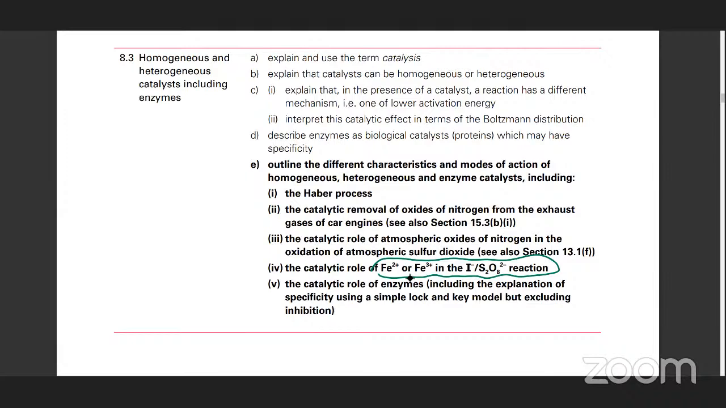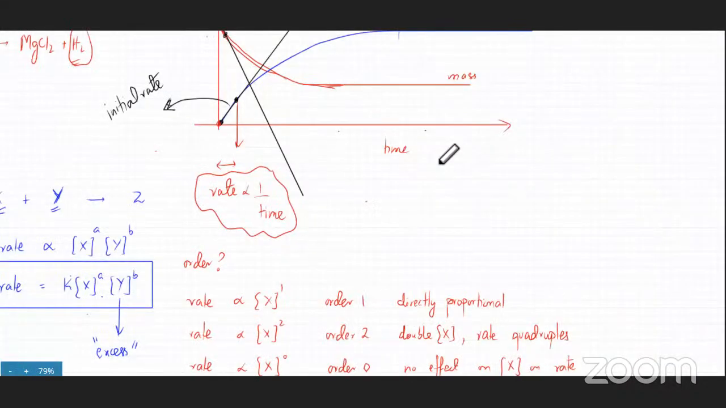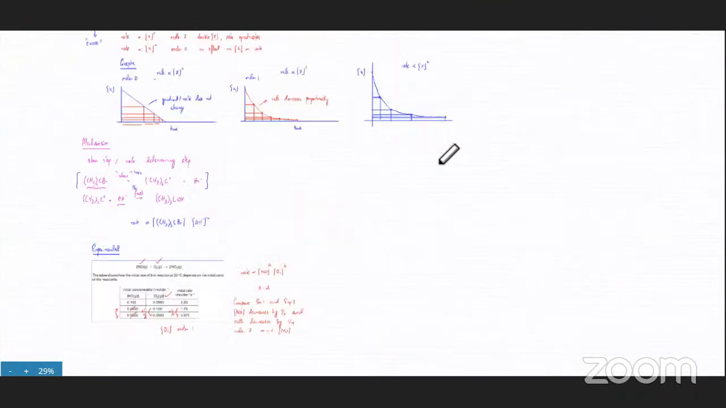I mean, this is for homogeneous catalyst. Okay, you must know and you must remember this one. What is a homogeneous catalyst? It's a catalyst which has the same state as the reactants, right? So you have to remember this specific homogeneous catalyst example.